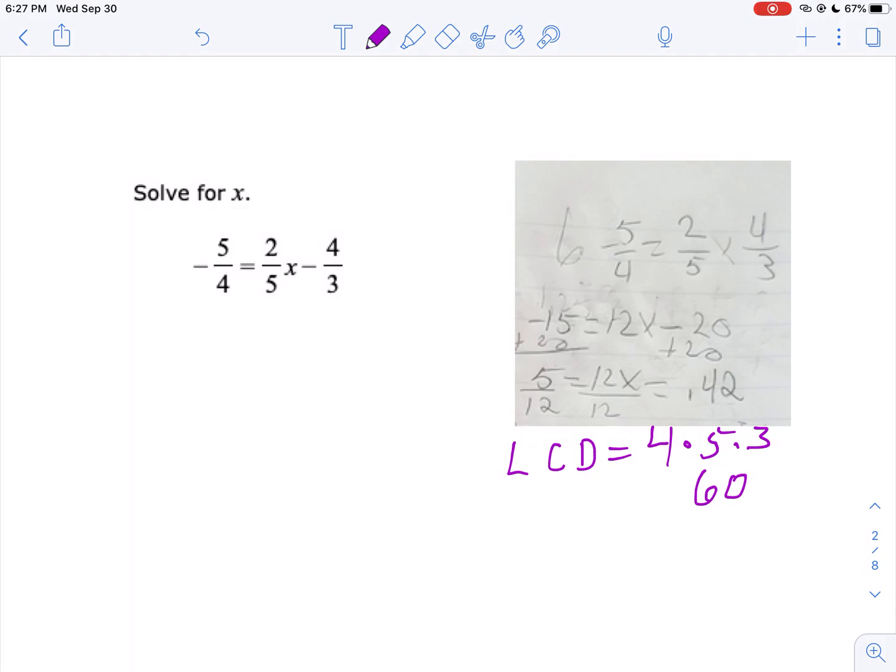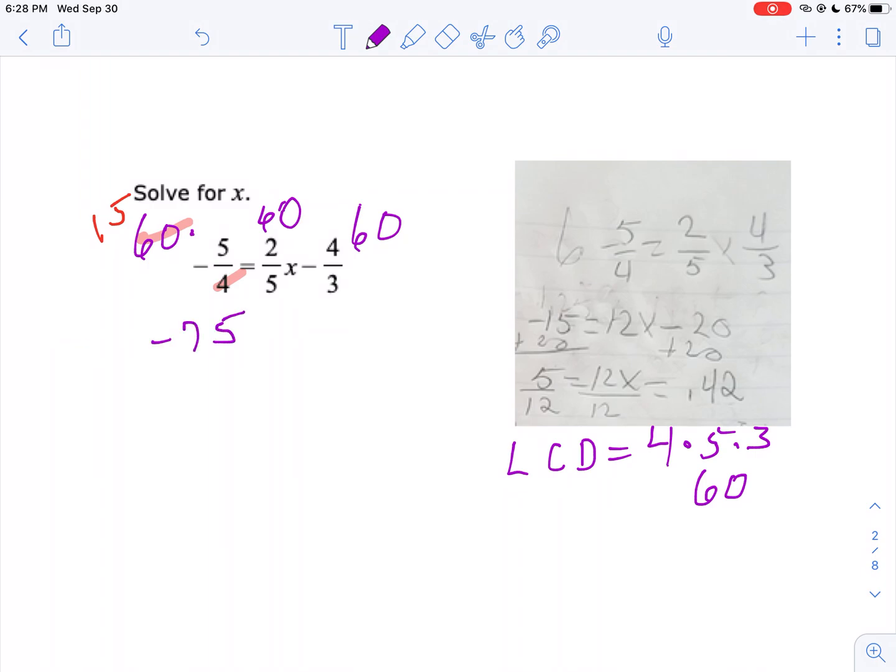So what I want to see in your work is multiply this term by 60, this term by 60, and this term by 60. Now 4 goes into 60 15 times, which is what you wrote. You wrote negative 15, but you have to take 15 times negative 5. Well, 15 times negative 5 is negative 75.